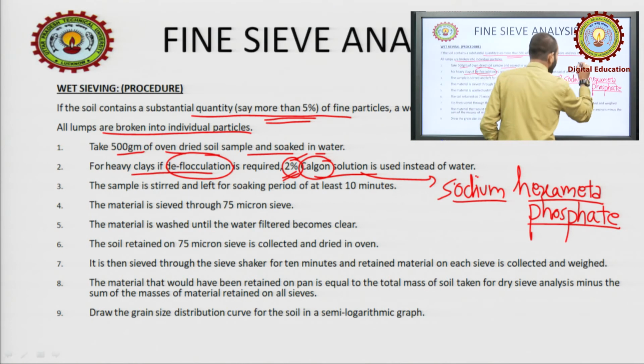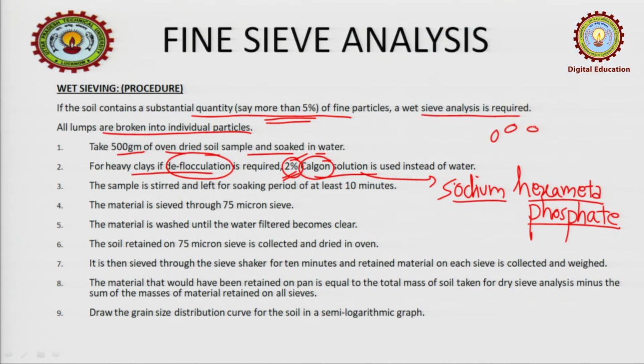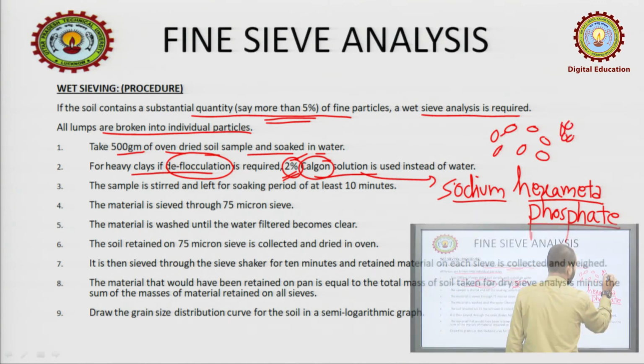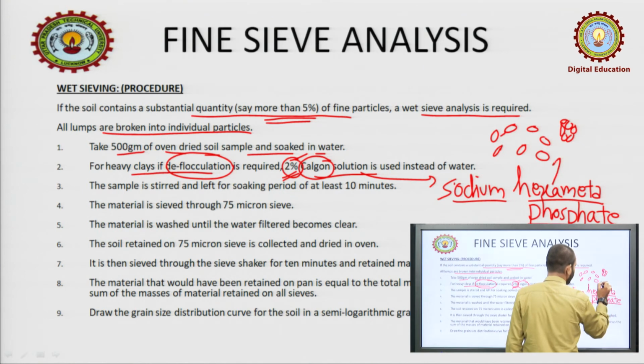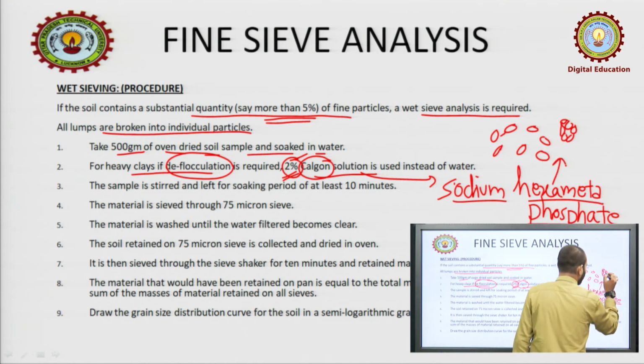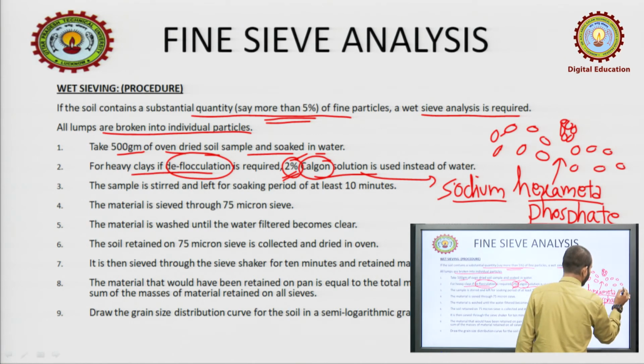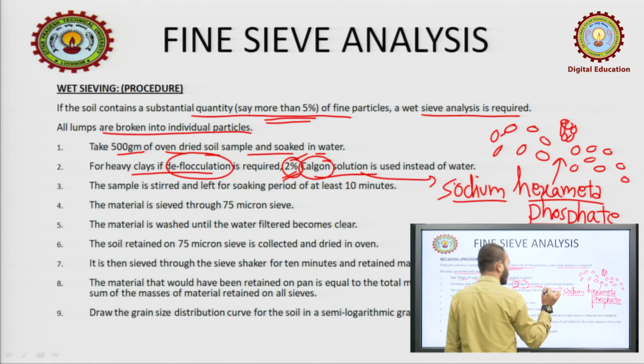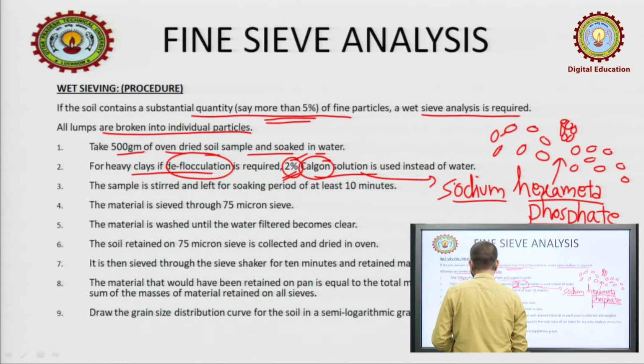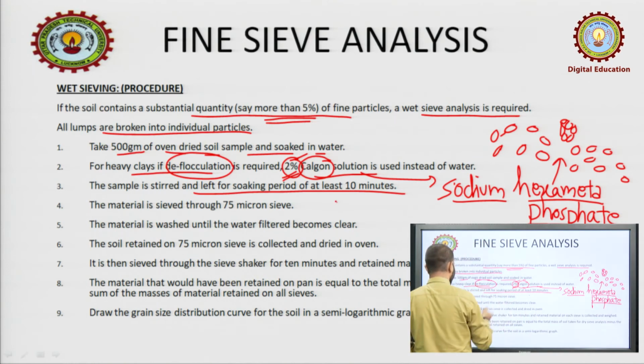What this does is, if you have particles of soil, they are carrying charge, due to which they are attracted to each other forming flocks. This provides them neutralization, so they do not come to each other, they are discrete now, or they do not flock. The sample is stirred and left for soaking for 10 minutes. After this is mixed, it is left for 10 minutes.